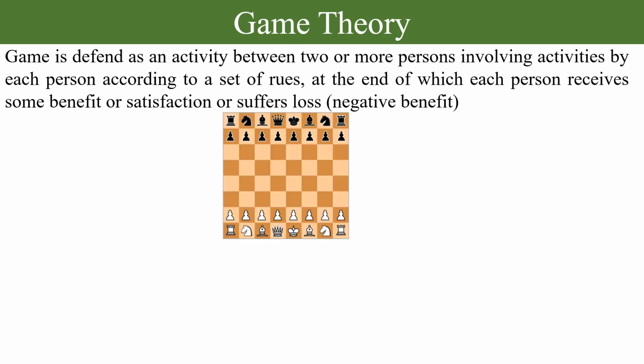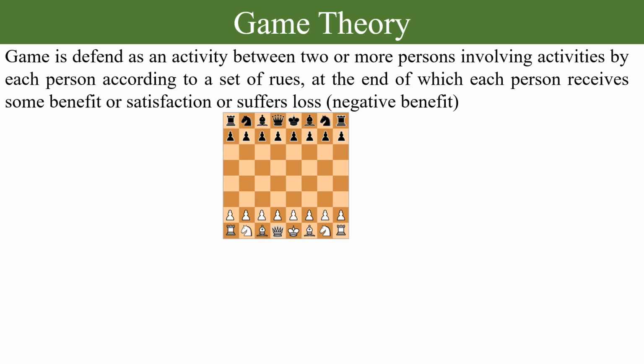Let us see the example of playing a chess game. Here two persons are involved and each person has different strategies and applies them based on the opponent's strategy, and each player plays according to a set of rules. Moreover, each person receives some benefit or loss based on his strategy.